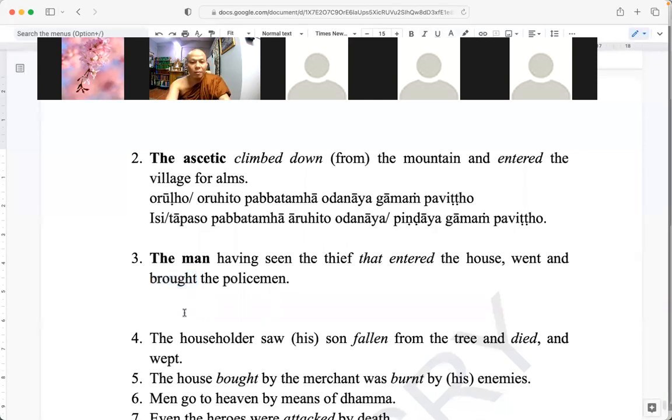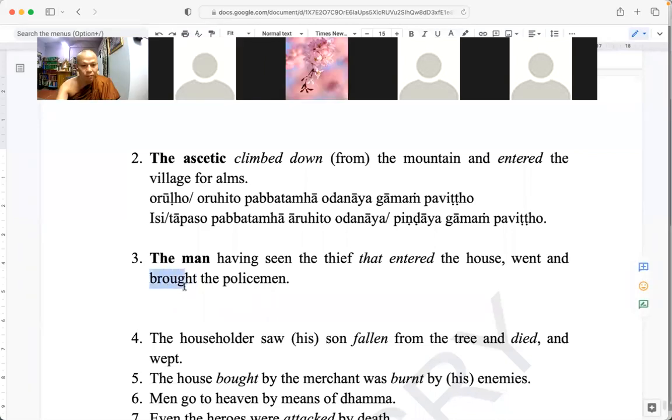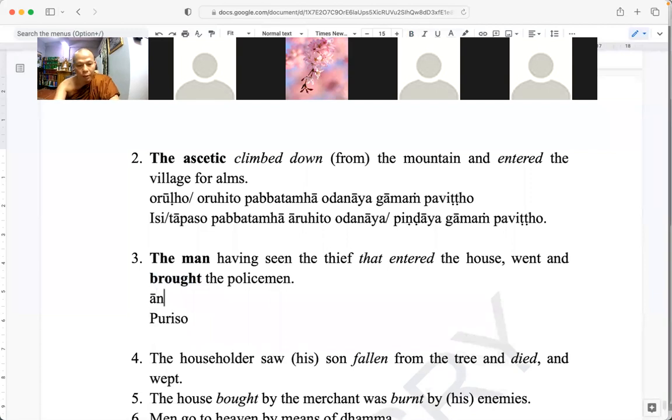So now the man, okay, the man and brought. The man is burisa, the subject, that is burisa. And brought is aniti as a present tense. You can find it in the dictionary as aniti. But now the past tense, brought. In the past tense singular, e, before the isa is inserted. So anisi. Buriso anisi. Here anisi is a transitive verb.